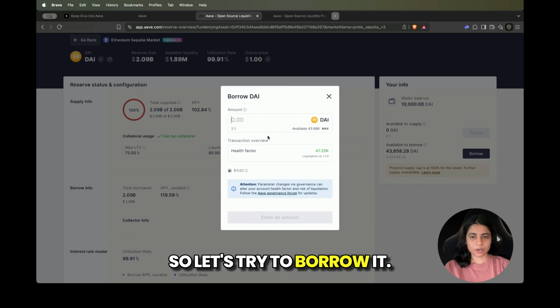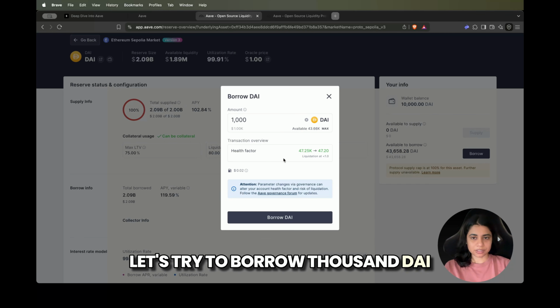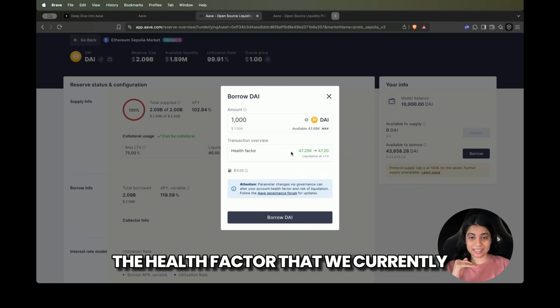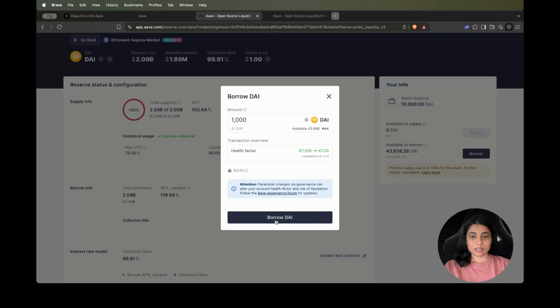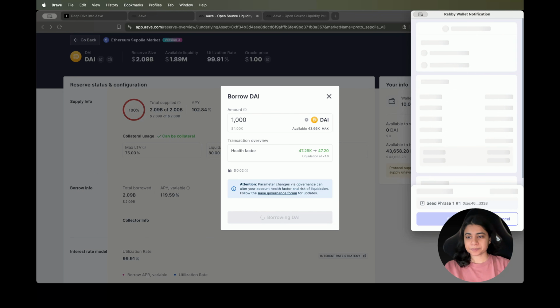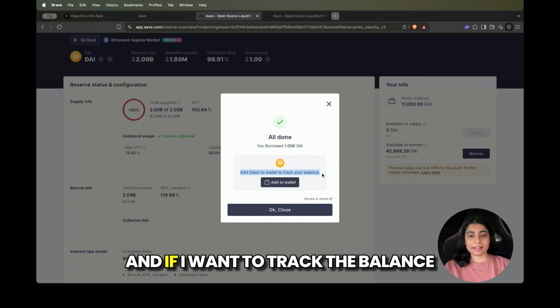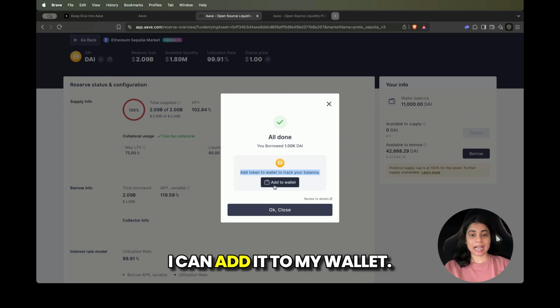Let's try to borrow it. Let's try to borrow 1000 DAI. If we do that, it shows us the health factor that we currently have is going to drop. So let's borrow DAI. If you see, it says I have borrowed 1K DAI. And if I want to track the balance, I can add it to my wallet.